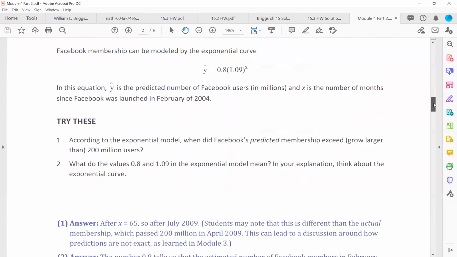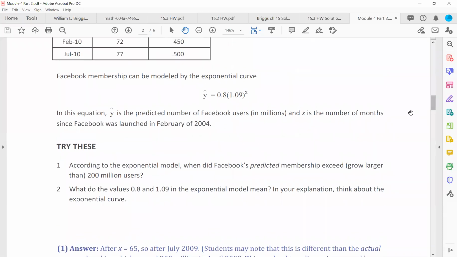So let us move on, try this. Question 1: according to the exponential model, when did Facebook's predicted membership exceed, or grow larger than, 200 million users? Question 2: what do the values 0.08 and 1.09 in the exponential model mean?